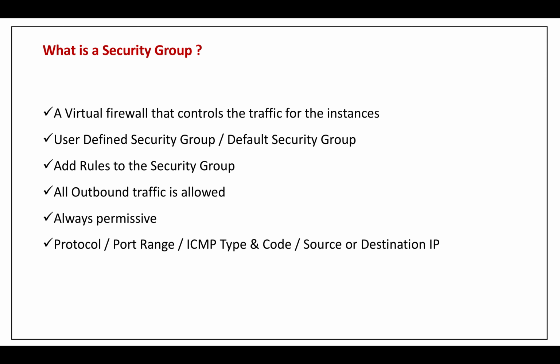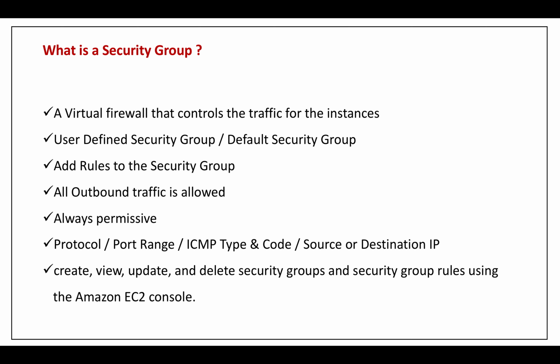So these are the kind of rules which you specify in a security group. And you also give the source or the destination IP as I mentioned. And yes, again, things are really simple in AWS. Through the AWS console, you can easily create, view, update, and even delete the security groups. And all this can easily be done using the AWS or Amazon EC2 console.